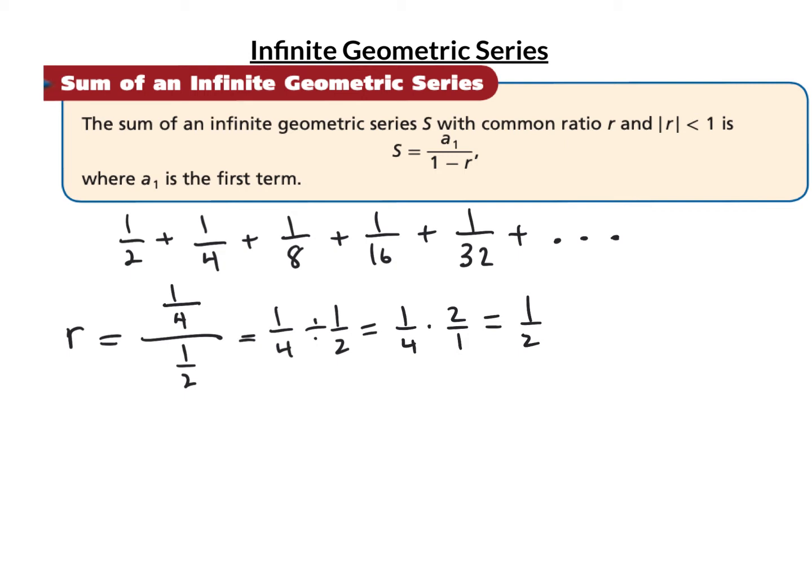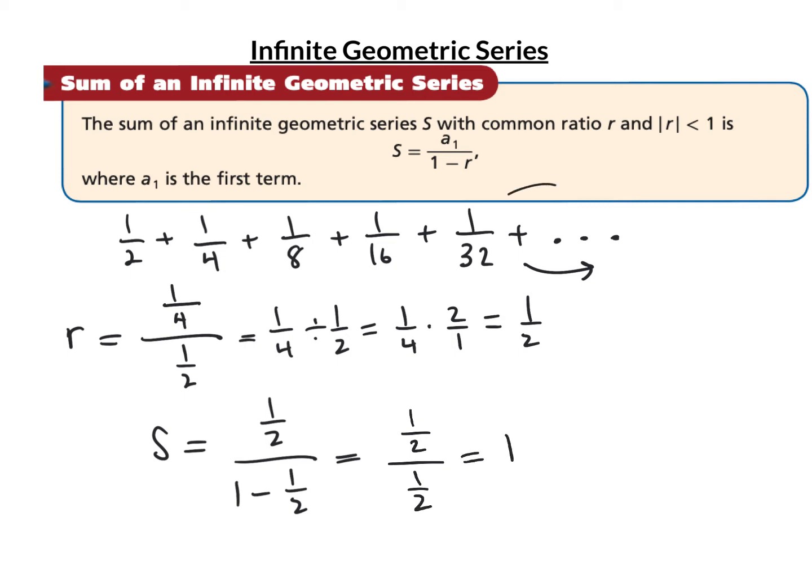Every time I add another term in this sequence, I get closer and closer to some number. And that number is the first term, 1/2, divided by 1 minus the common ratio, 1/2. This ends up being 1/2 divided by 1 minus 1/2, which is 1/2. And anything divided by itself is 1. Every time I add another term in this series, I get closer and closer and closer to the value 1.